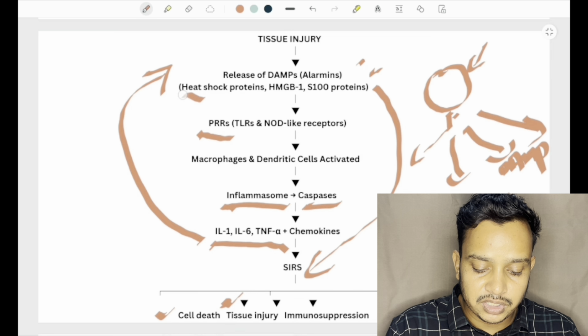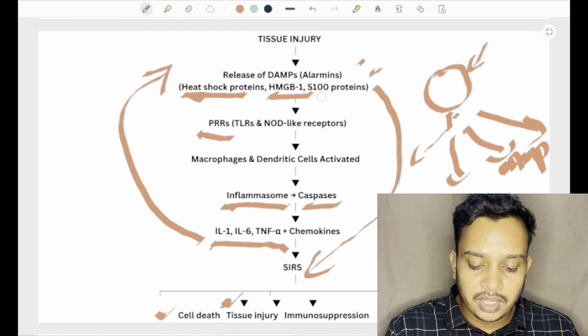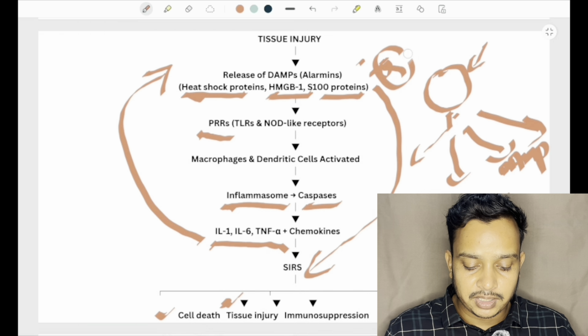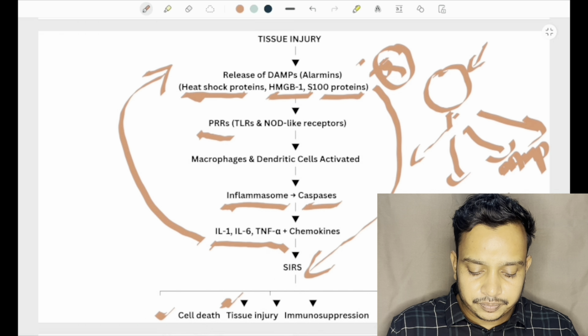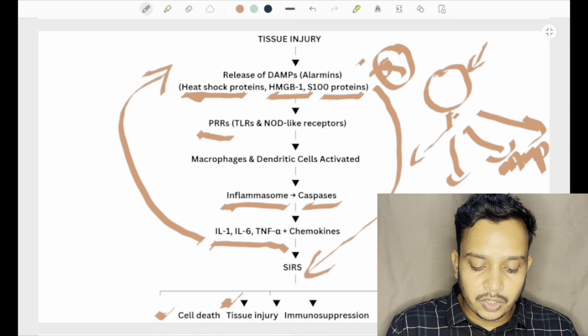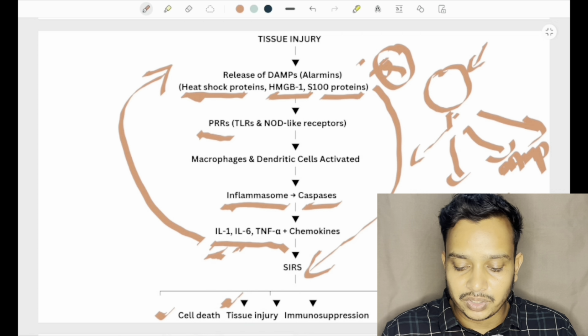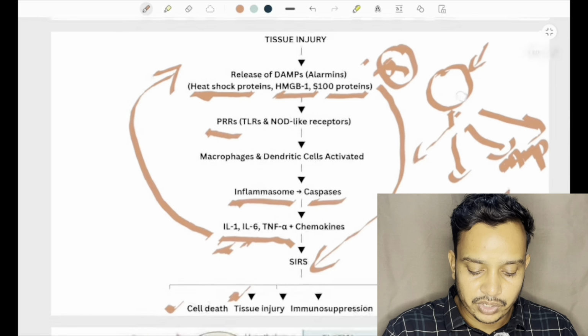The damage associated molecular proteins are such as heat shock proteins, HMGB1, S100 proteins. So these are frequent MCQ points in the NEET super specialty examination. And also the important interleukins are interleukin 1, interleukin 6 and TNF alpha. So these are our frequently asked MCQ points.